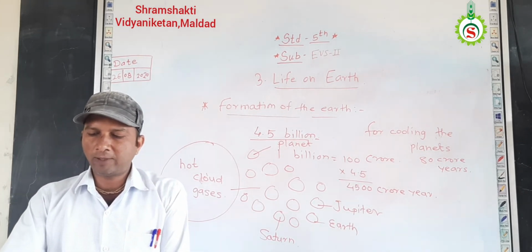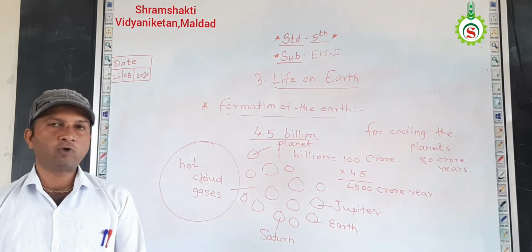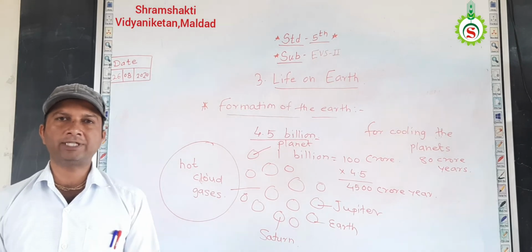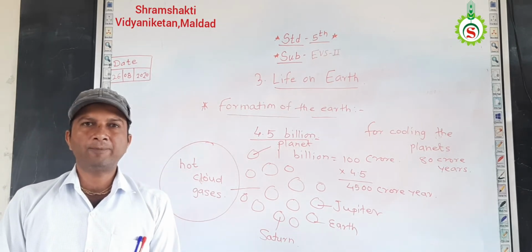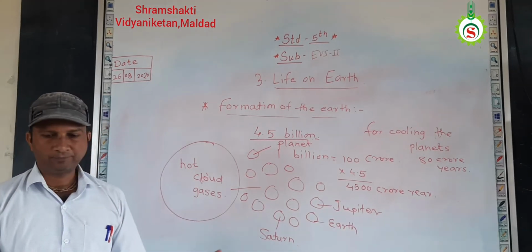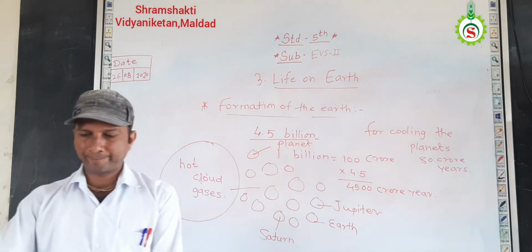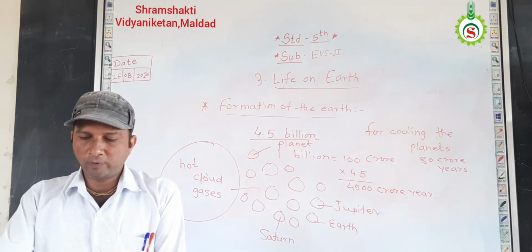Okay, and for water bodies to be formed on it. Okay, and in that 80 crore years, the water bodies, the seas, oceans, ponds, all these water bodies are formed during these 80 crore years. Understand? Water bodies to be formed on it.